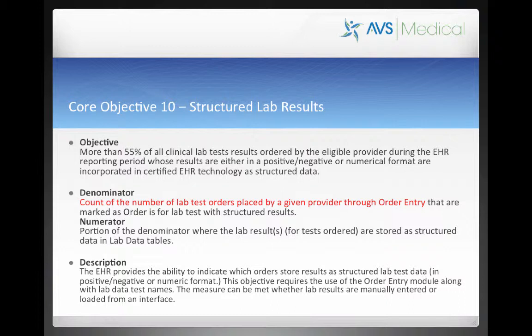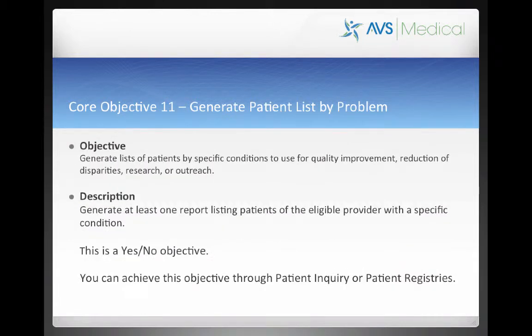All right, that is structured lab data. Core objective number 11, this is another one that used to be a menu objective, is now a core. And this is that you have the ability to generate a patient list by problem. This one can be satisfied by one of two ways.